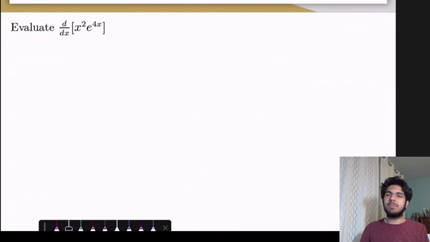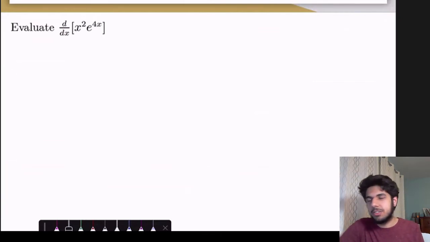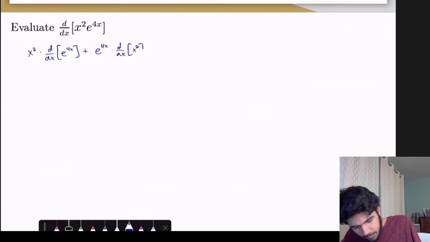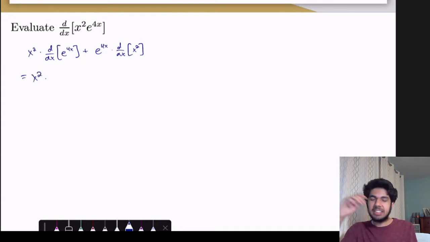Let's do an example. d dx of x squared e to the 4x. Seems like we'll need the product rule here, and in fact we will, because we don't know how else to take the derivative of it. So the product rule says first we do the first function, multiply that by the derivative of the second function, and then add the second function times the derivative of the first function. And all that is what we're trying to find. So x squared carries, and then d dx of e to the 4x.